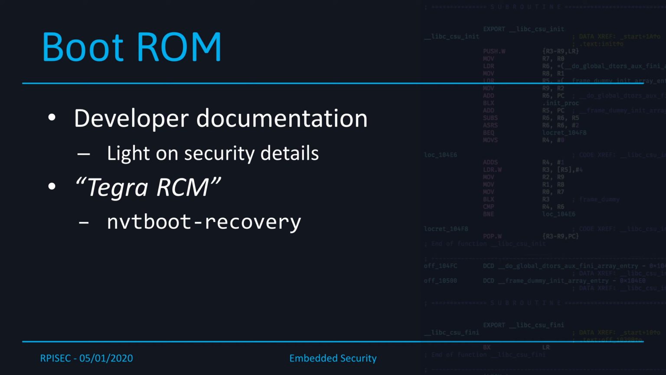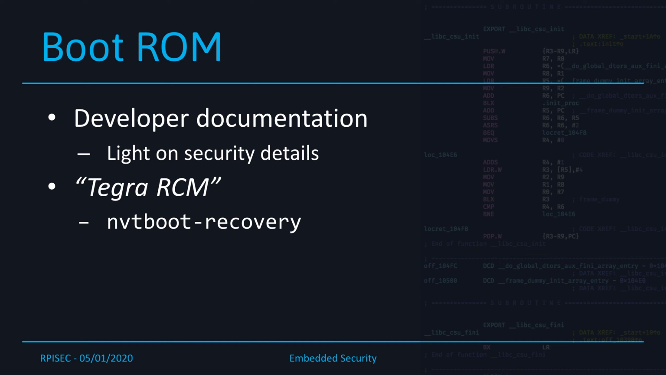So the developer documentation is light on security details, as we discussed for the boot ROM. But when we're thinking about attack surface and we want to be looking for bugs in this secure boot chain, one thing immediately jumps out at you, which is the Tegra RCM, which means recovery mode. So it runs this applet that they call NVT-boot-recovery, which basically means it is a separate binary, but it's still in the iROM, so it's also read-only.